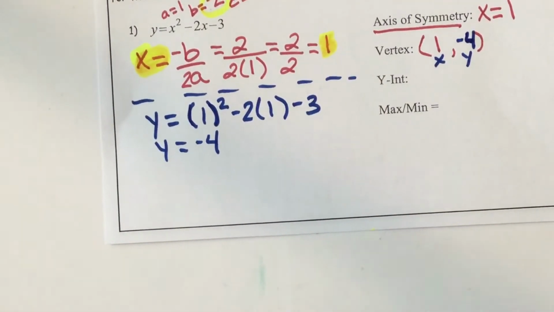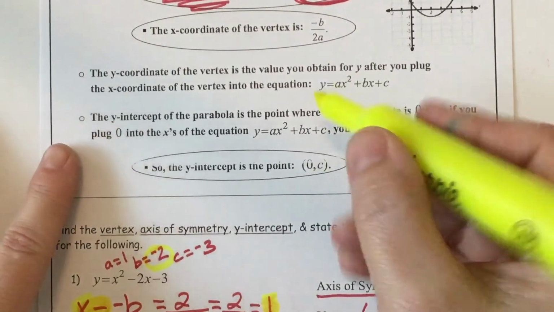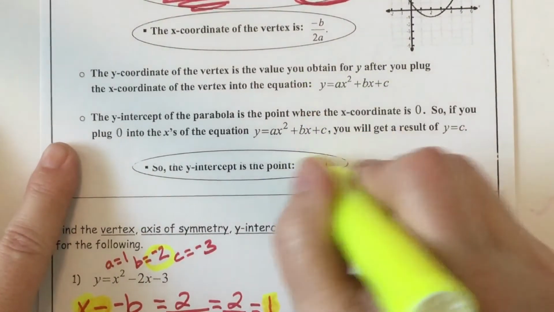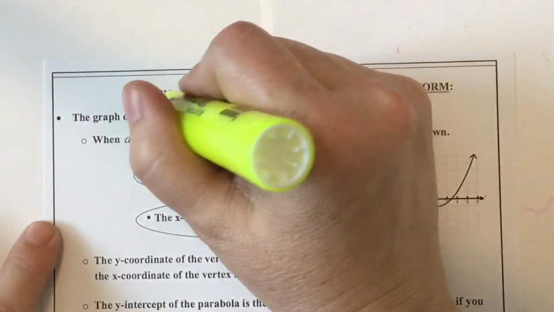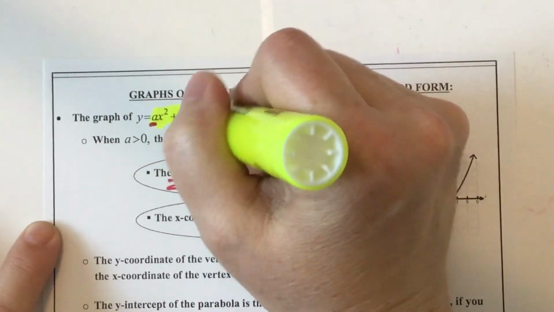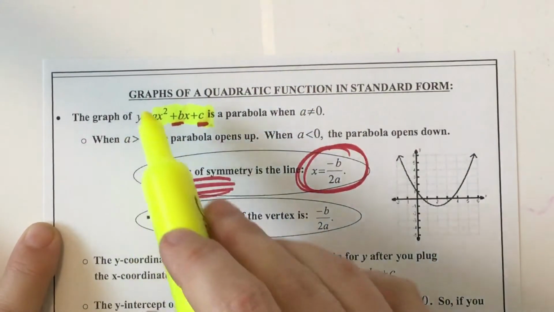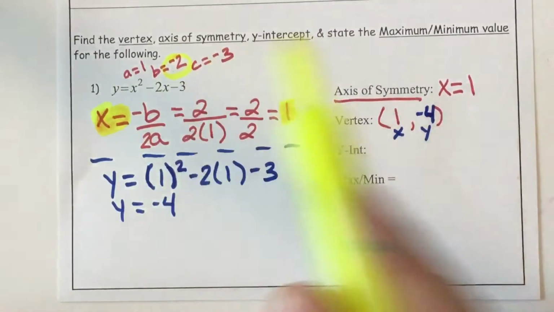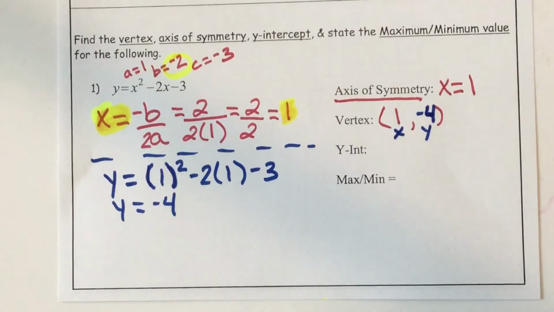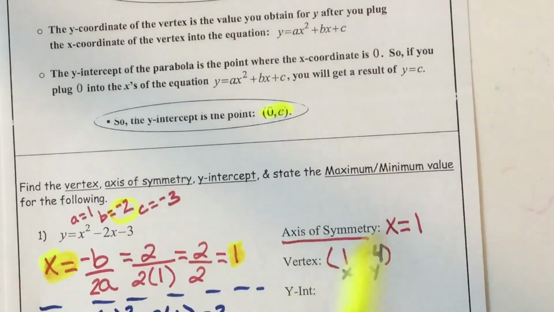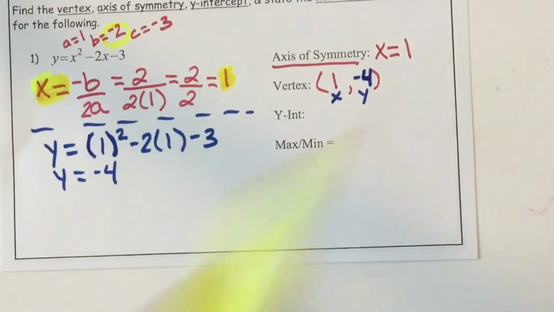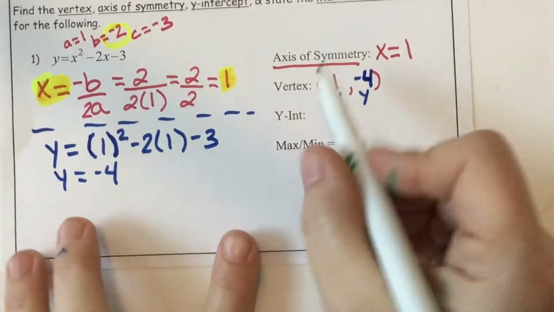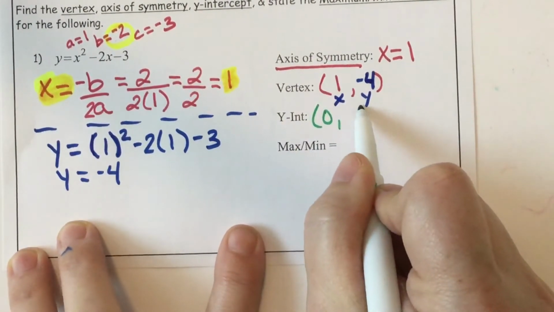Okay, now the y-intercept, if we come up here, this is going to be fantastic. The y-intercept is the point (0, C), as long as the equation is in what's called standard form, which means there's no parentheses in the equation, and it goes highest exponent to lowest. When we look at this equation, there's no parentheses, and it goes highest exponent to lowest. So the y-intercept is going to be (0, C). That means I write 0, comma, and then who's the C?